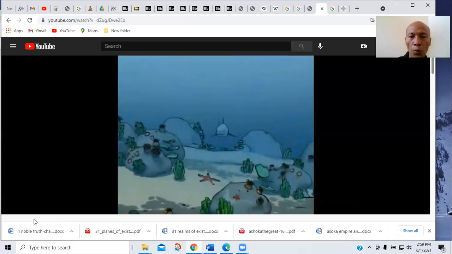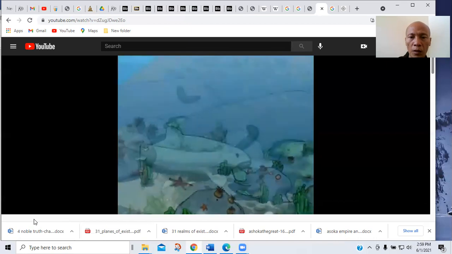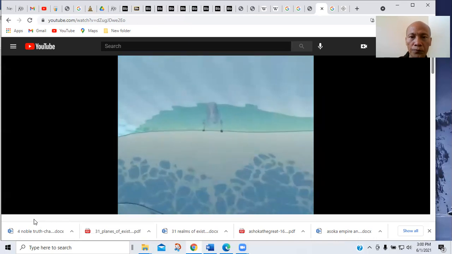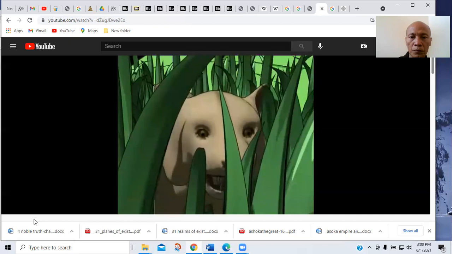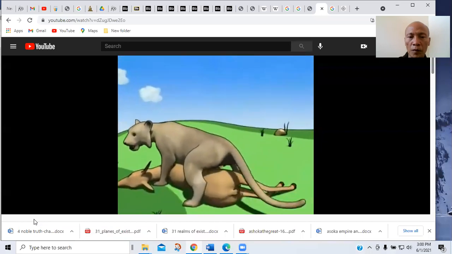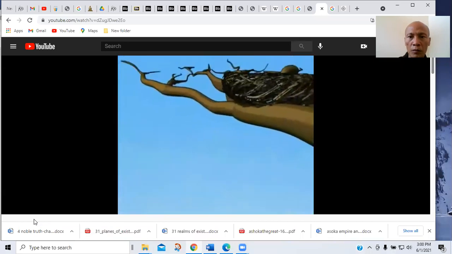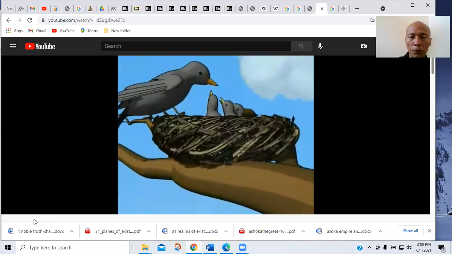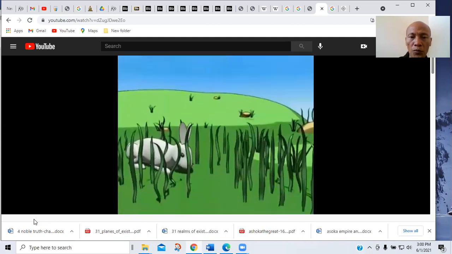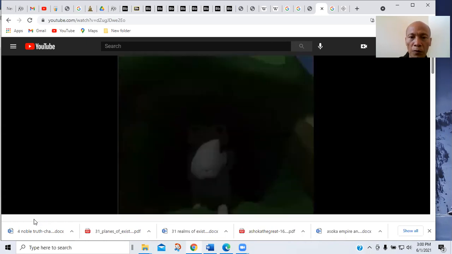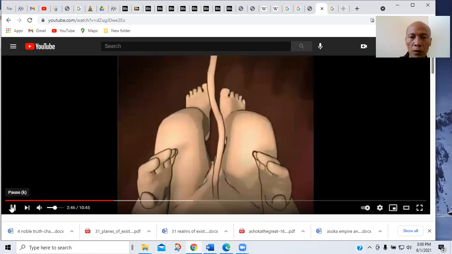When you see the big fish swallow the small fish, that's the life cycle. And the bird feeds its chicks with worms. And here the rabbit runs for its survival. That's how animal beings survive.